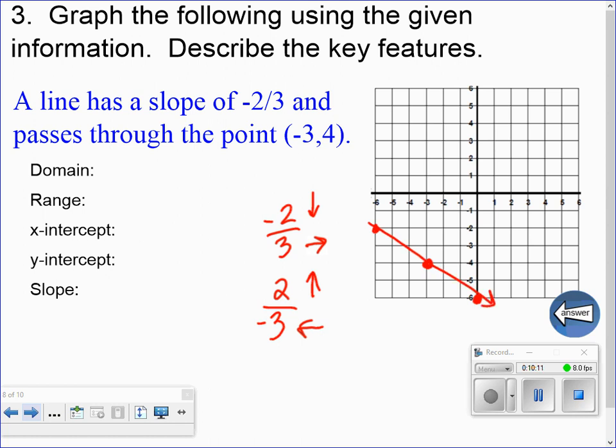Ooh, I just tried to plot the wrong point. So negative 3, 4 is up here. Negative 3 and 4, let's try that again. All right, so if I go down 2 and right 3, that puts me here. Down 2 and right 3 puts me here. Down 2, right 3 puts me here. And then if I go up 2 and left 3, that puts me here. Now we have our graph.